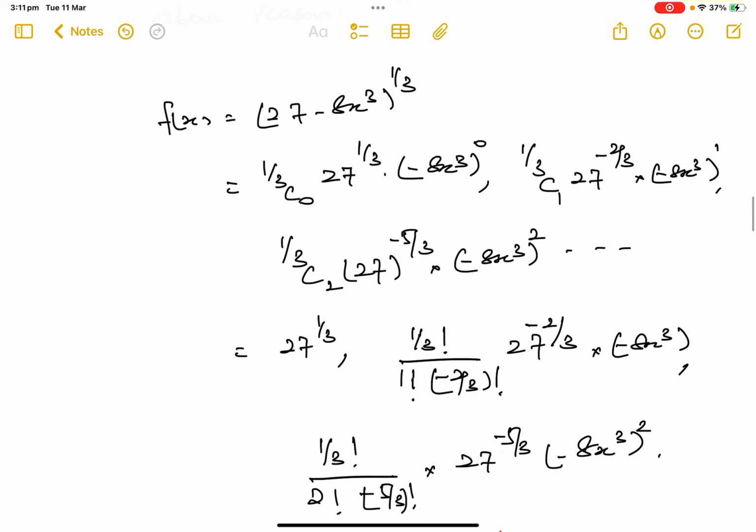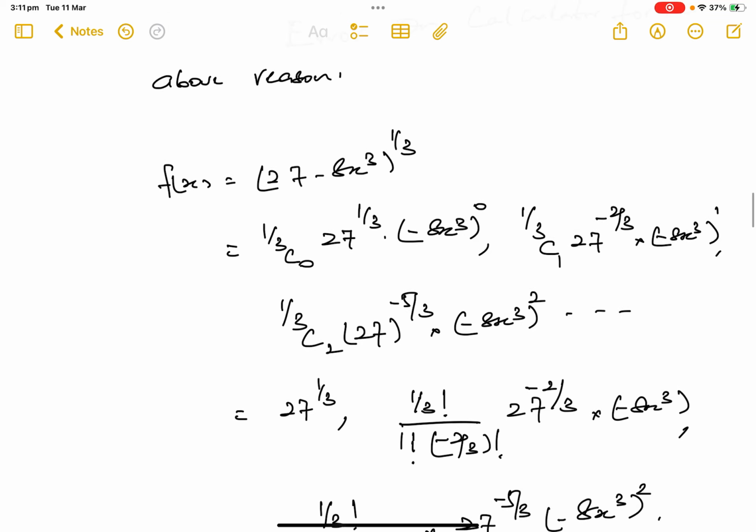Then binomial expansion, or binomial property. The first term is (1/3 C 0), 27 to the power of 1/3, times (minus 8x³) to the power of 0. Second term, (1/3 C 1), 27 to the power of minus 2/3, because 1/3 minus 1 is minus 2/3, times (minus 8x³) to the power of 1.